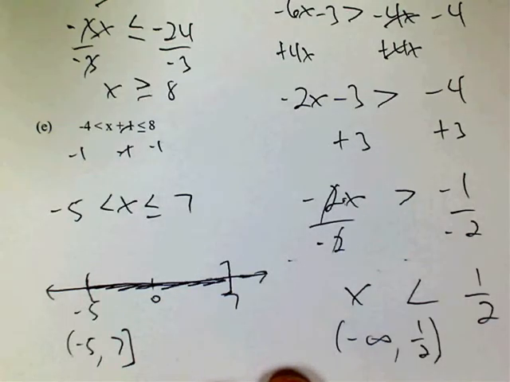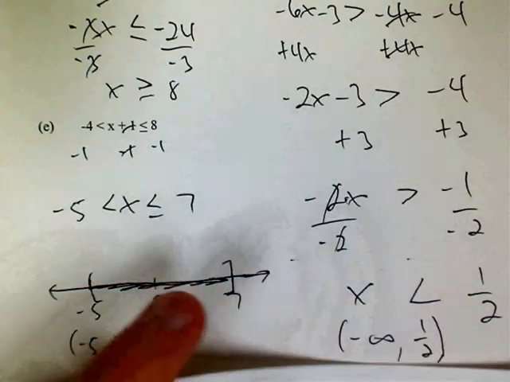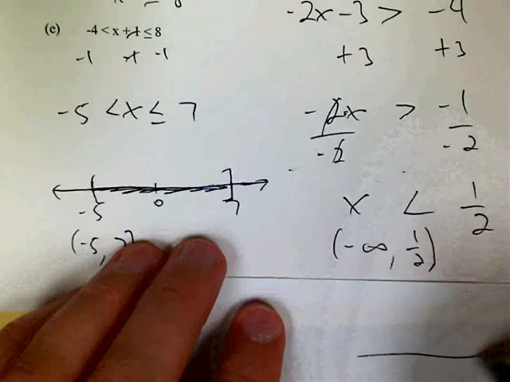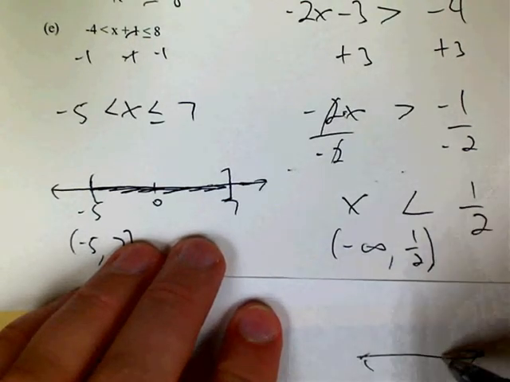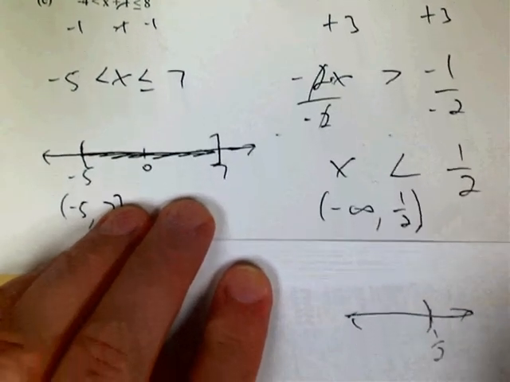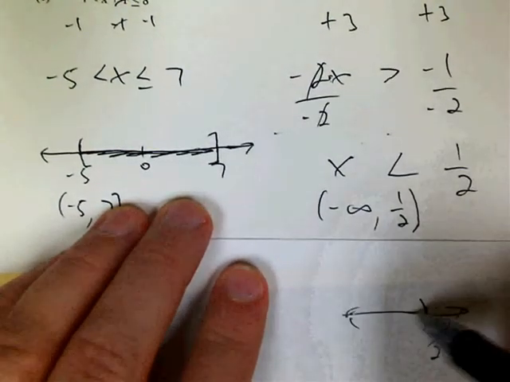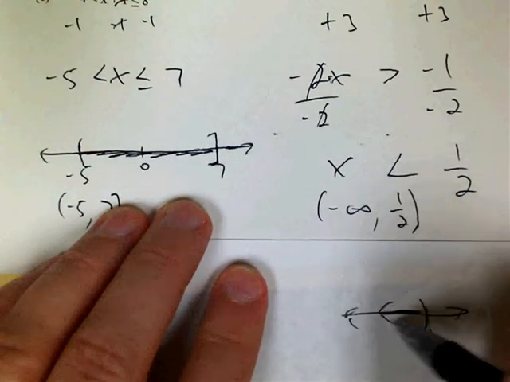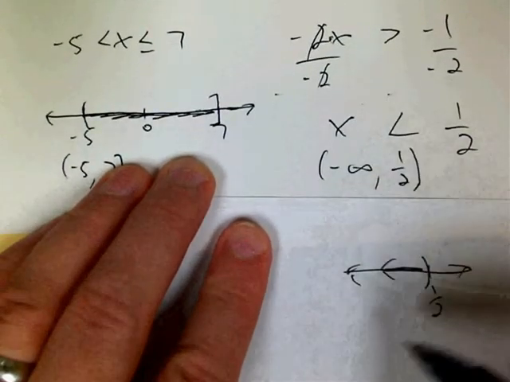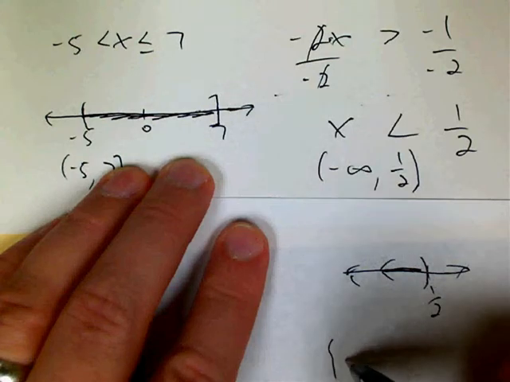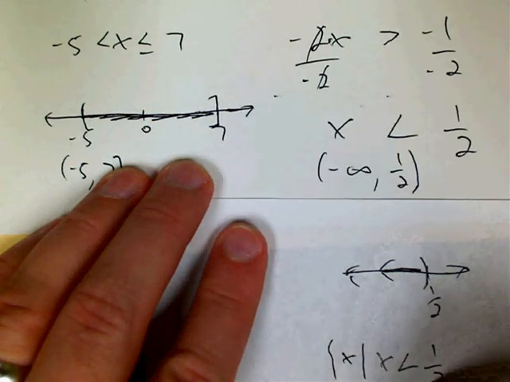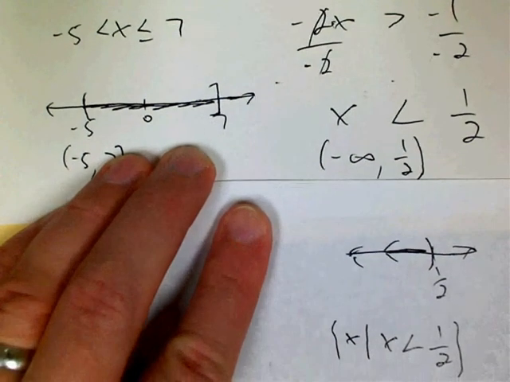Now if you wanted to graph that, x less than 1/2, here's how it would look. We will plot 1/2, put parentheses around it, because the 1/2 isn't included. We will shade to the left, because less than is left. Put an arrow there. Now with set builder notation, braces x such that x is less than 1/2, and that's called set builder notation. And that's it.